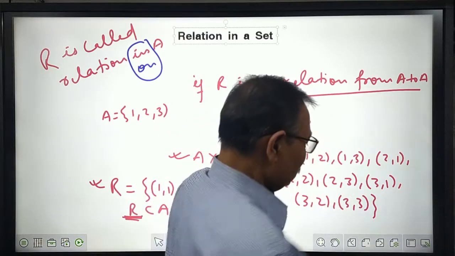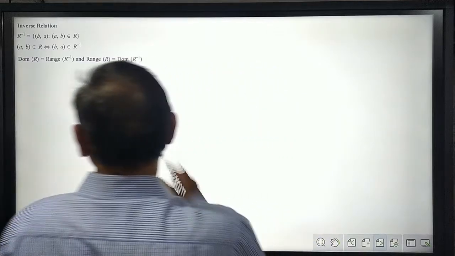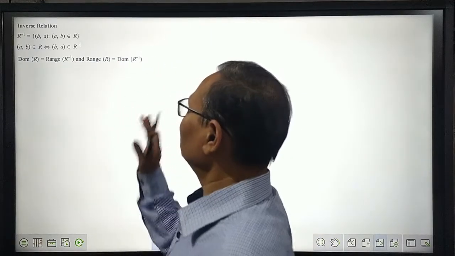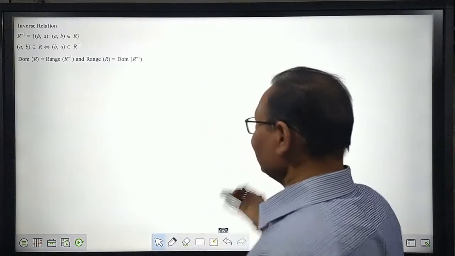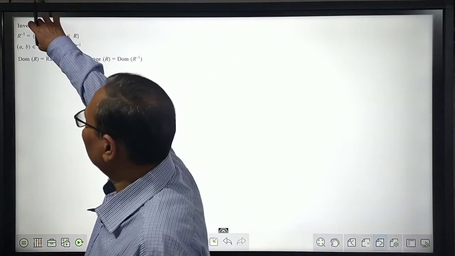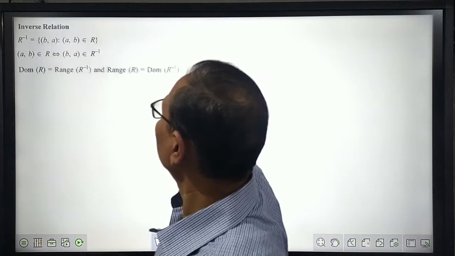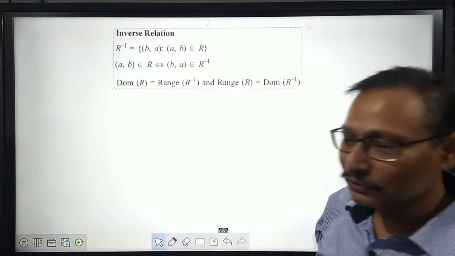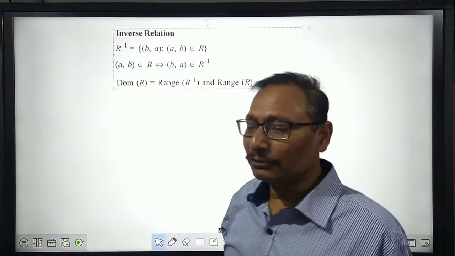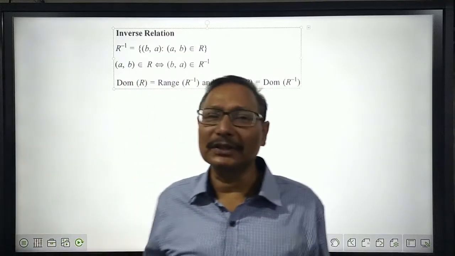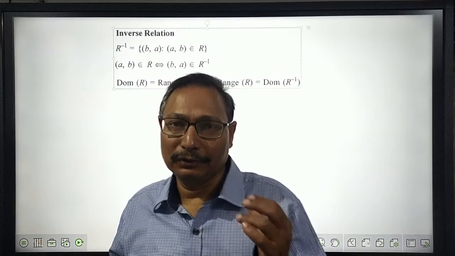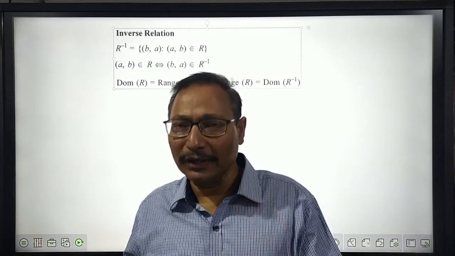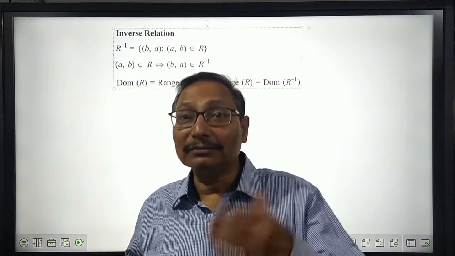Okay, now I am taking an example to make clear the inverse of any relation in the second phase. First of all, understand what inverse of any relation means. Actually, inverse of any relation means nothing but the collection of those ordered pairs which are contained in R in reverse order.